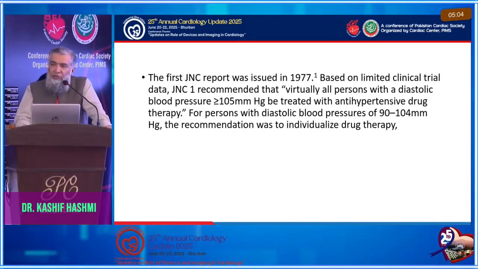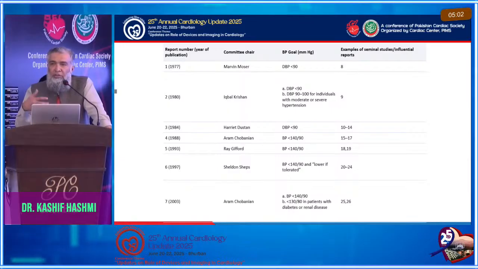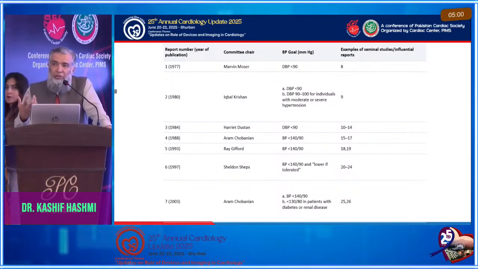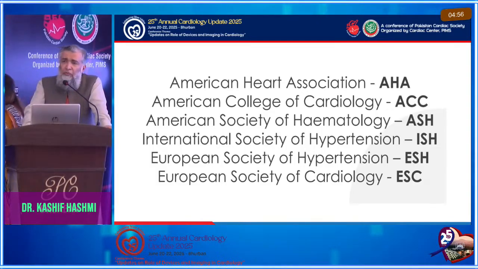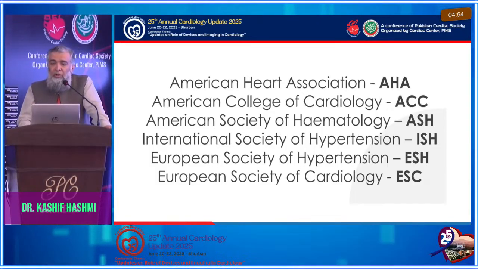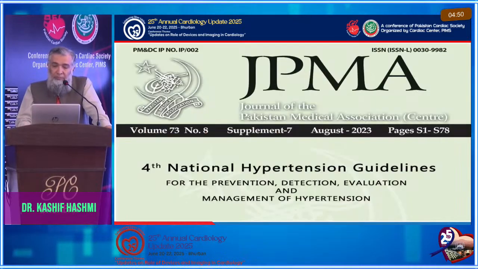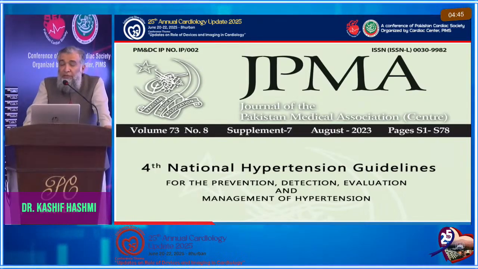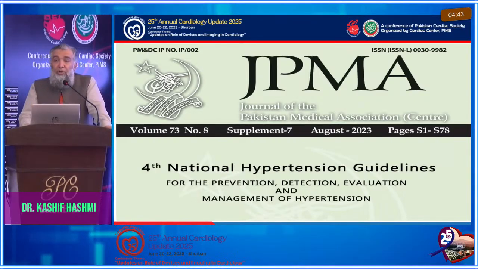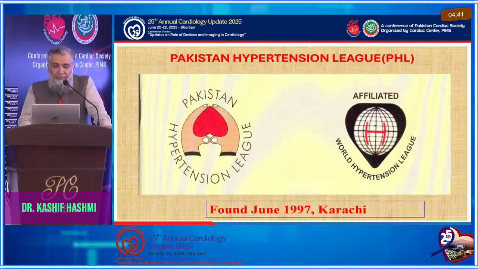The JNC started in 1977, and with every JNC you see the description and the way to treat changing. And then we have different organizations giving guidelines. We have AHA, ACC, ASH, and others available. And then the Pakistan Hypertension League in 2023 issued the latest guidelines for patients in Pakistan, on how they should be treated.